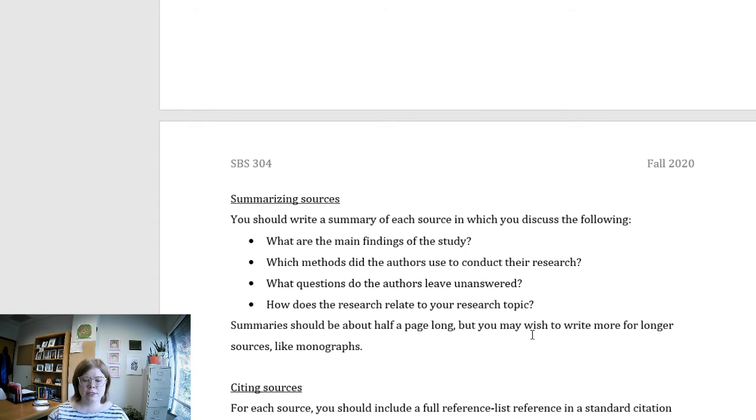I expect summaries to be about half a page long, but if you're summarizing an entire book or a chapter from an edited volume, you may wish to write more for longer sources. So the point of this assignment is that it should be useful to you in writing your literature review later. Think of this as an opportunity to expend a lot of effort up front to save you a lot of headache later. So the more work you do now, the easier it will be in early November when you're producing the literature review.